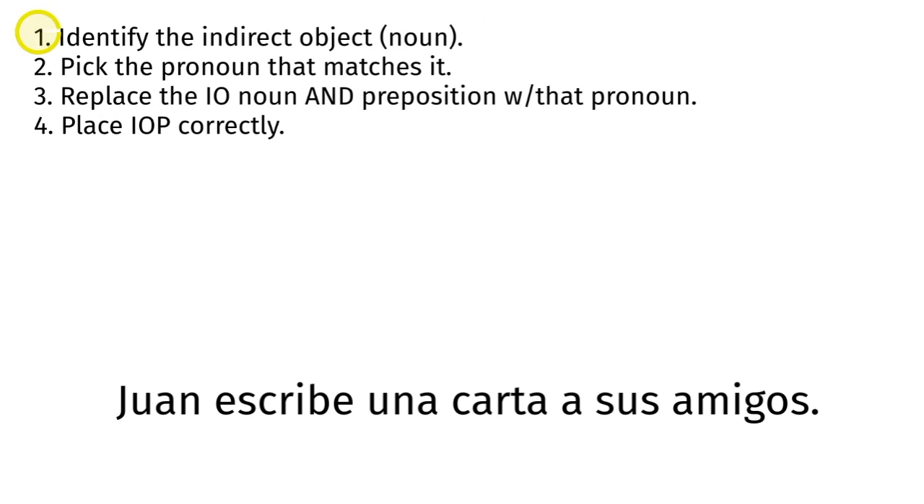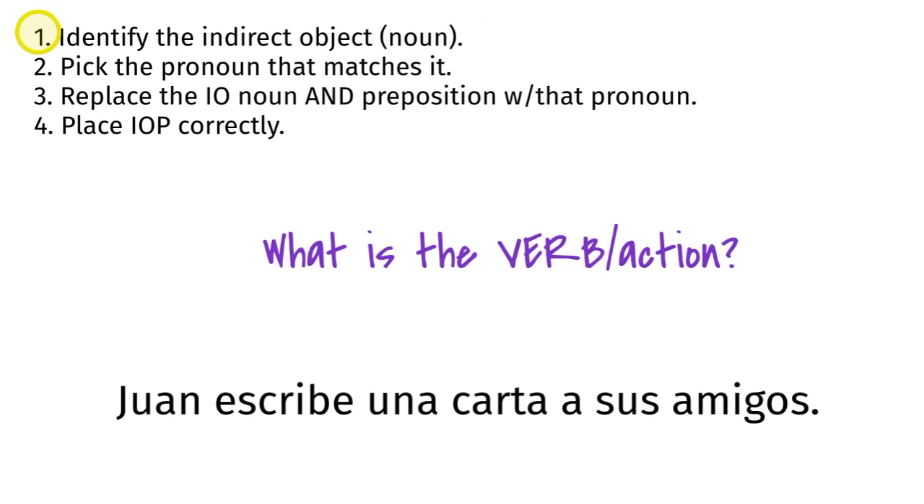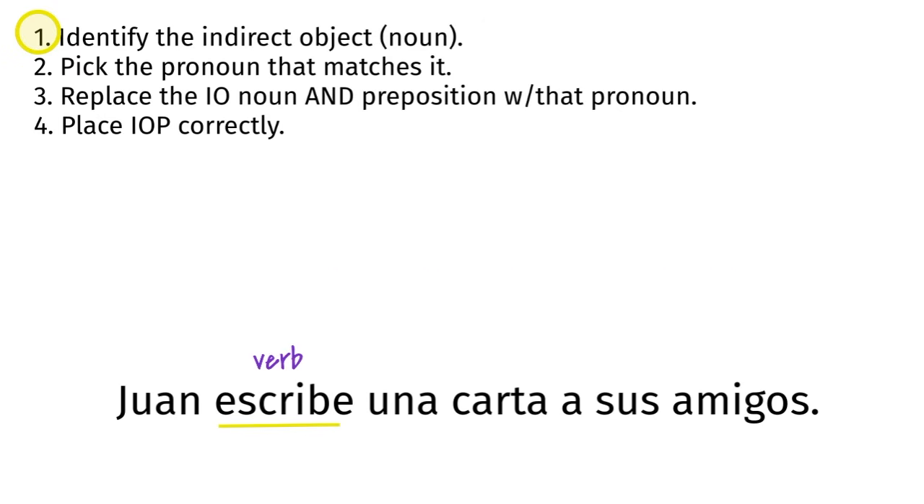Number 1, identify the indirect object noun. There are 3 nouns, Juan, a letter, and his friends. Remember to start by finding the verb. What's the action in this sentence? Escribe, or writes. The person doing that is the subject, in this case, Juan. So we know Juan is not the indirect object because he's the subject.